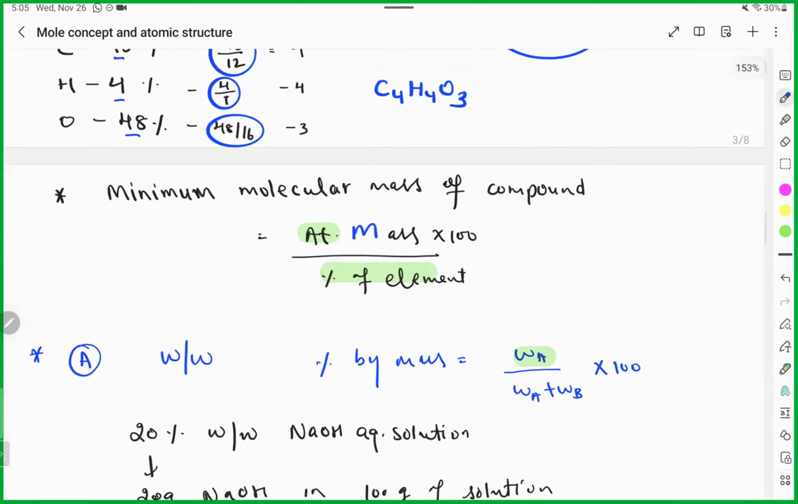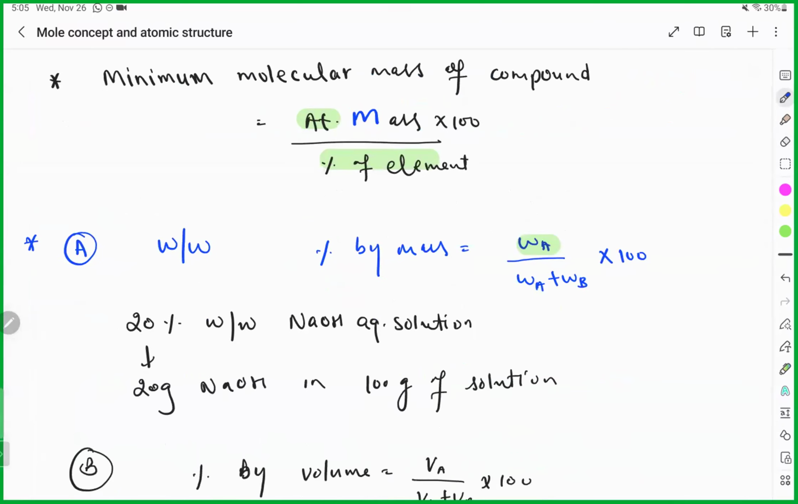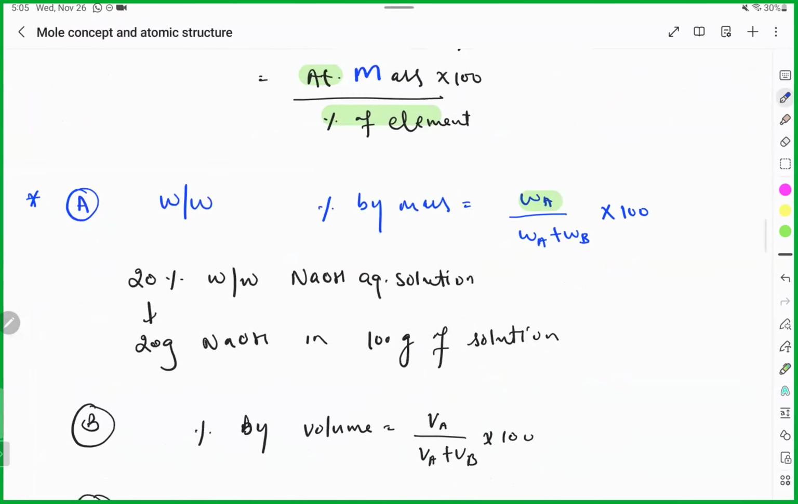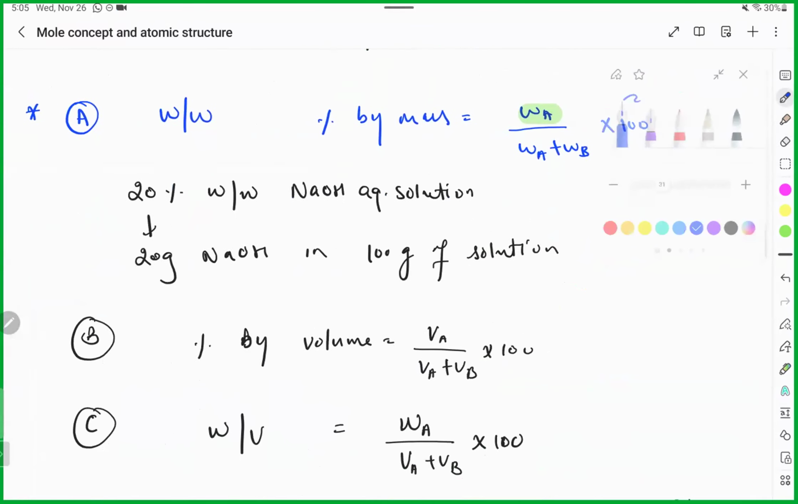Okay, no question. What should be the minimum molecular mass of the compound? What is the atomic mass divided by the percentage of the element? That you will do in the particular question, and we will solve each and every type of question. Next, what is weight by weight situation? Most of you are done with the solution chapter, same thing is given there.